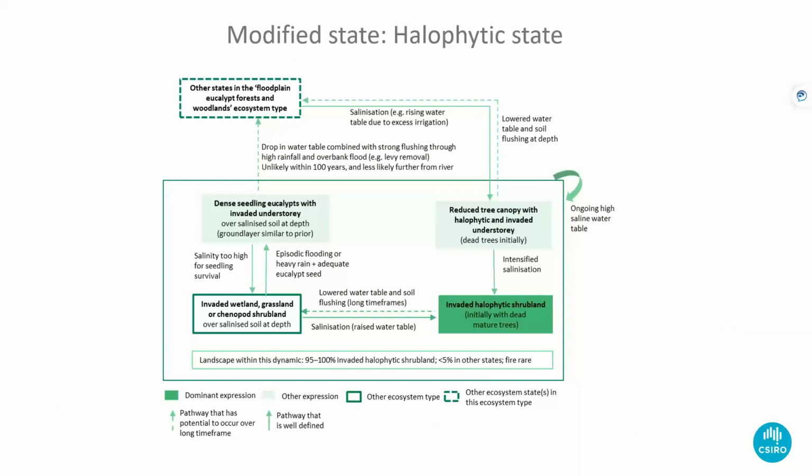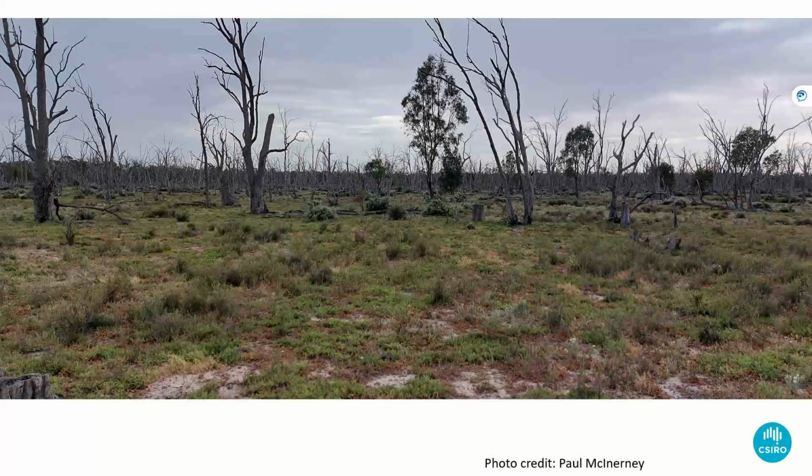And then the last one is quite distinctively different, the third modified state, and that's the halophytic state. It's a result of salinisation through rising water tables as a result of excess irrigation in the agricultural areas around GKP. It has a number of different expressions. There's a seedling eucalypt expression, there's a reduced tree canopy expression similar to the other states, but the dominant expression is an invaded halophytic shrubland. And this will look somewhat like that. This is taken from Gunbower-Koondrook-Perricoota, and you see states like that.